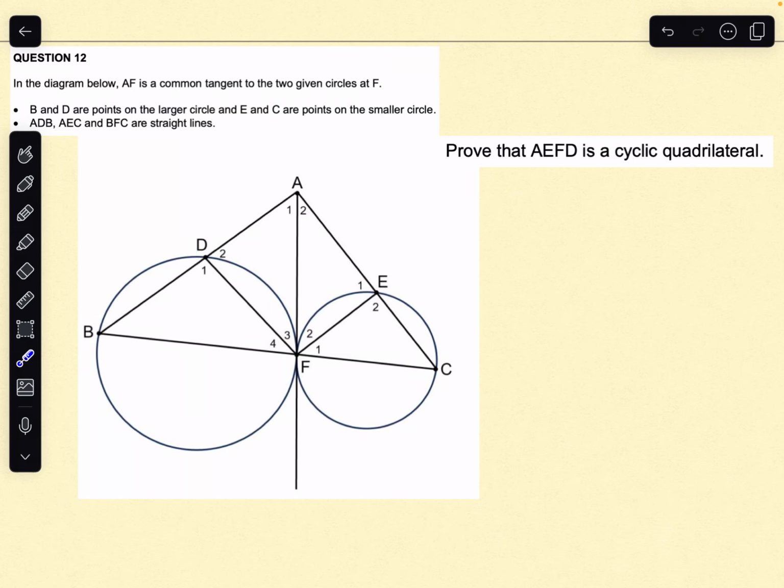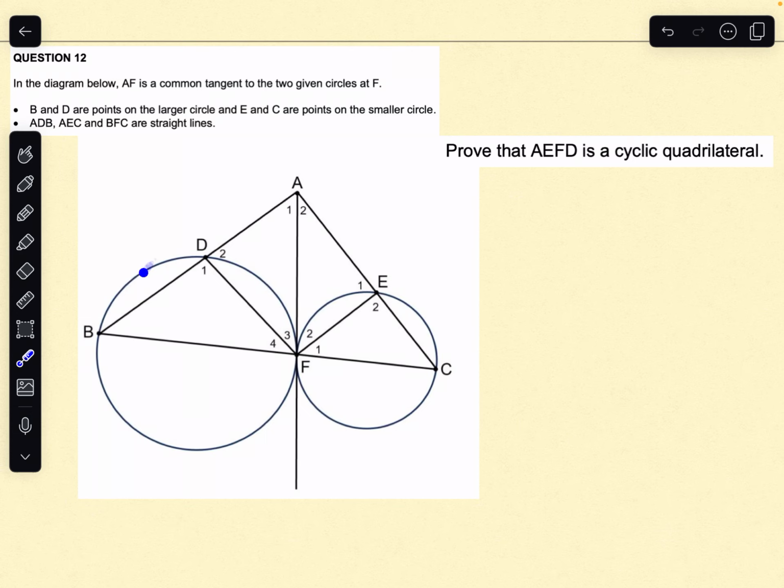Okay, next first bullet point. B and D are points on the larger circle, and E and C are points on the smaller circle. That just kind of confirms that we can, in fact, use tan chord, right? In order to use tan chord, I was assuming that B and D and E and C are, in fact, on the circle, not slightly below it, where then FD wouldn't be a chord anymore if D wasn't actually on the circle. So this is just confirming that, okay, tan chord is given the clear.